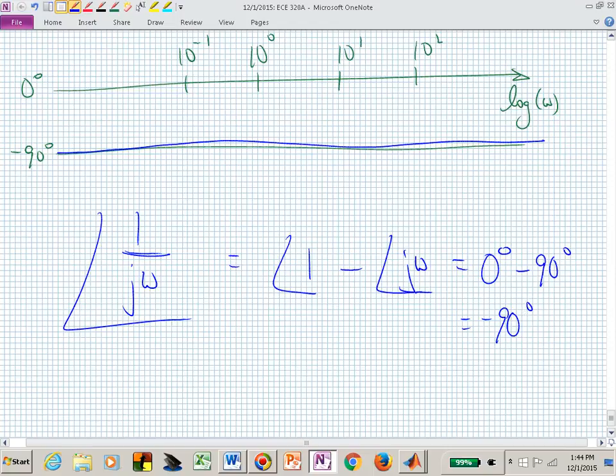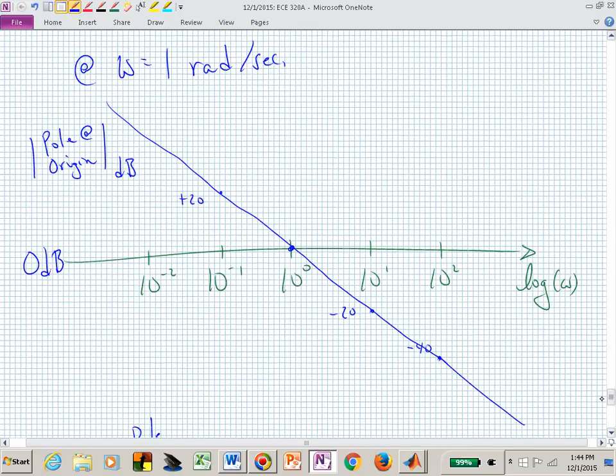What if I had 2 poles at the origin? What would my angle be? It'd be 2 of those minus 90s. It'd be minus 180 for all frequencies. And what would my magnitude plot look like if I had 2 poles at the origin? Where would I pin it? Same place, 0 dB at omega equal to 1, and what would the slope be? Minus 40. Are we getting this?